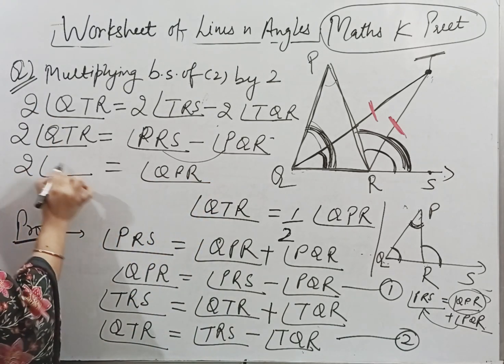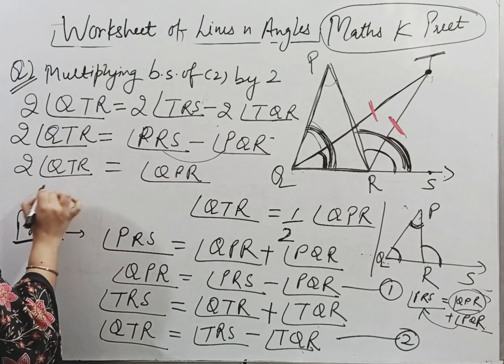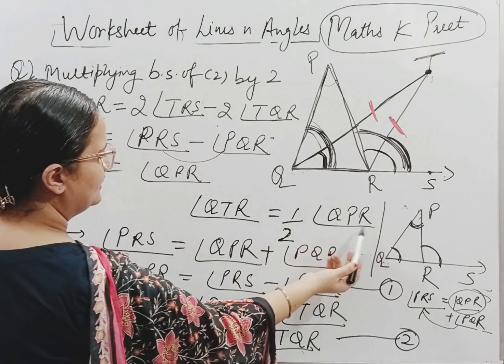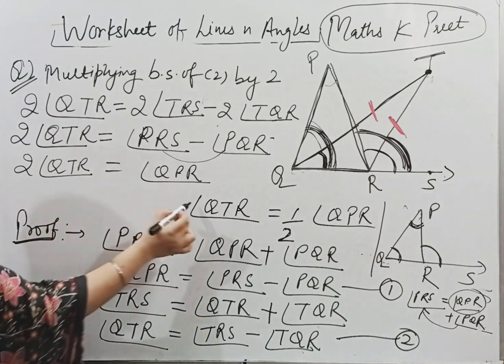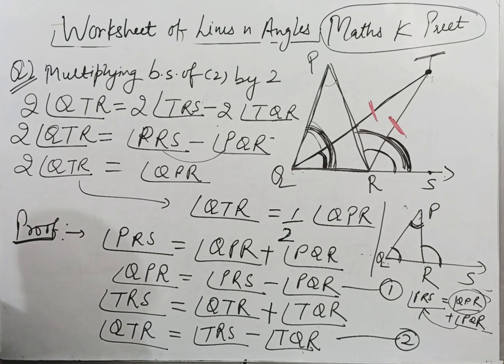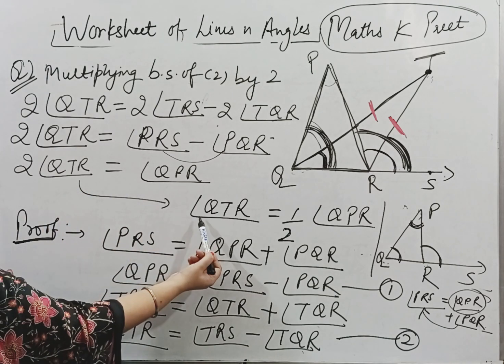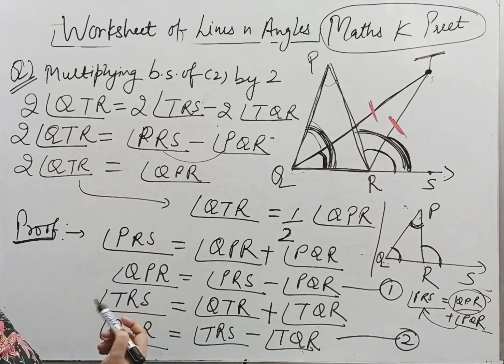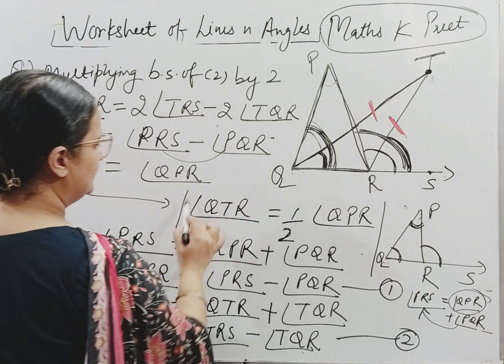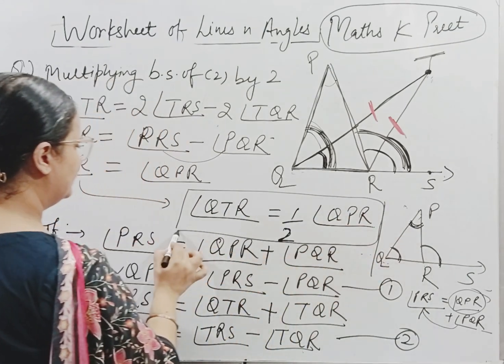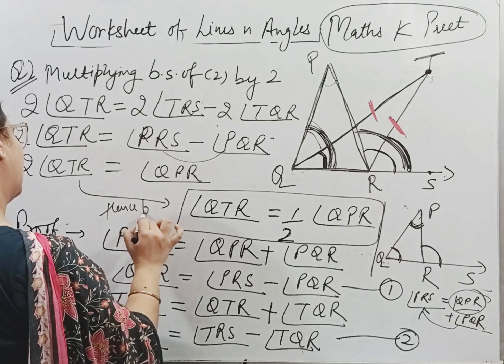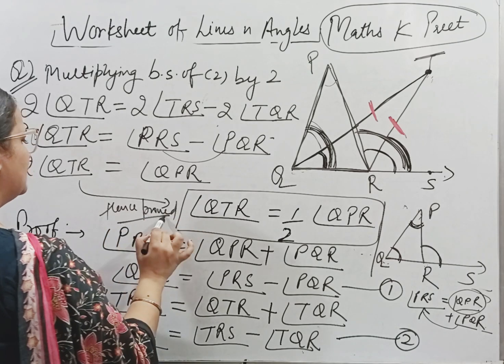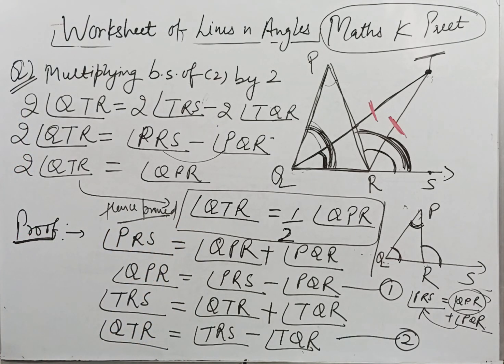This is same 2 times QTR. So angle QTR is half of QPR. From here I am getting this result. This is the next line you can see. So I am taking this 2 down. 2 QTR, 2 is now in the denominator on the right hand side, is equals to QPR. This was the result that we have to prove, and this is proved now, hence proved. This is how this question works, a very important question.